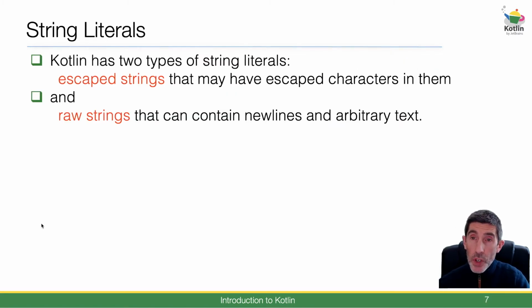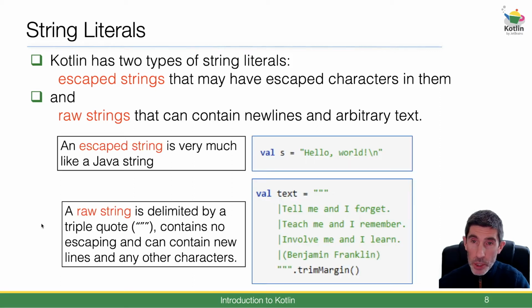There's 2 types of string literals. We have escaped strings that may have escaped characters in them, and raw strings that can contain new lines and arbitrary text. Now, to be honest, you may not use this a lot, but it's worth knowing and being aware of what you can do with strings, in the eventuality that you need to do this kind of stuff. Okay, so we will look at both examples.